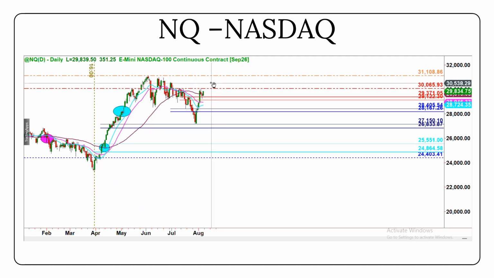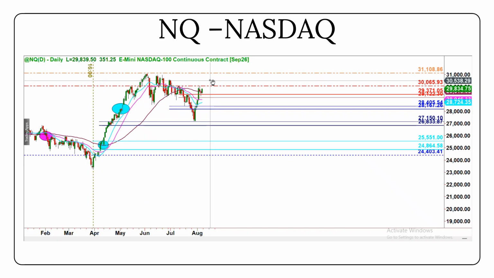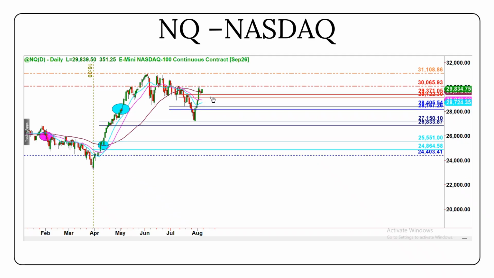onto the next supply zone, which is between 30538.29 and 31108.86. So that's the supply zone or the target area, and the entry zone or the demand zone is between 29.371 and 29.122.